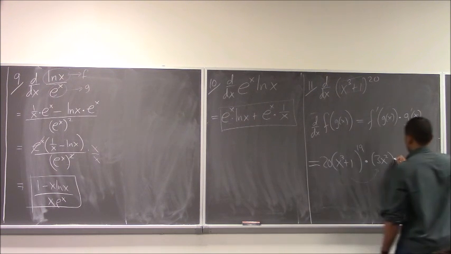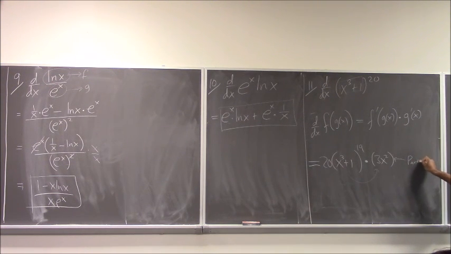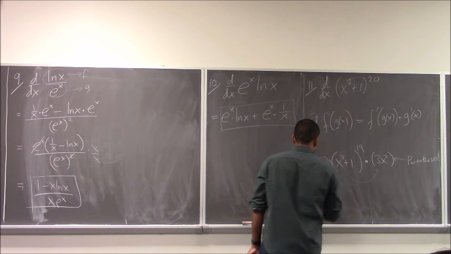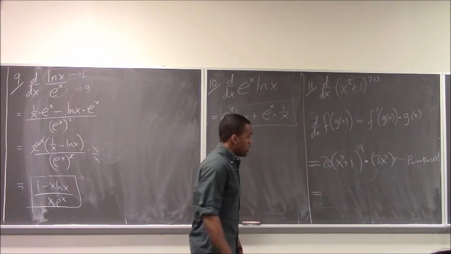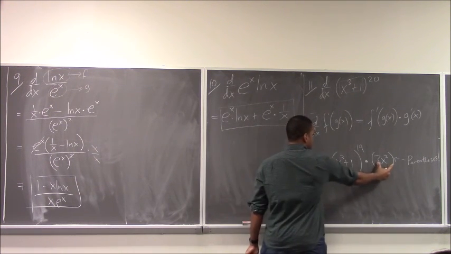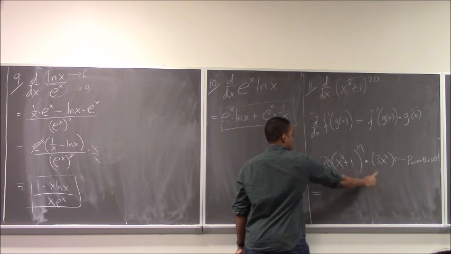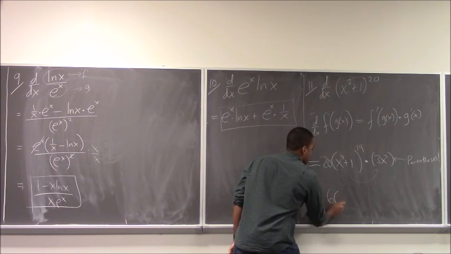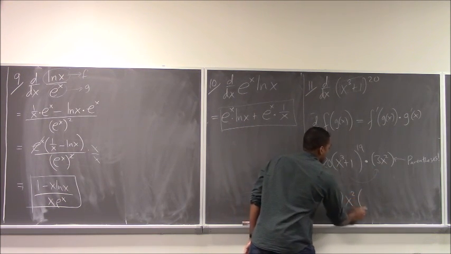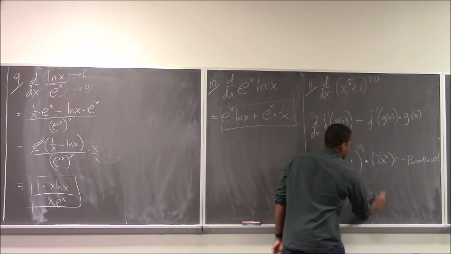I suggest you always use parentheses here. Strictly speaking, it's not necessary in this example because there's only one term. But if there were several terms, you need to make sure the distributive law does apply. So just use parentheses to be safe. You could then simplify this by taking this guy and multiplying this. 20 times 3, you can do that. That's 60x squared times x cubed plus 1 to the 19th.